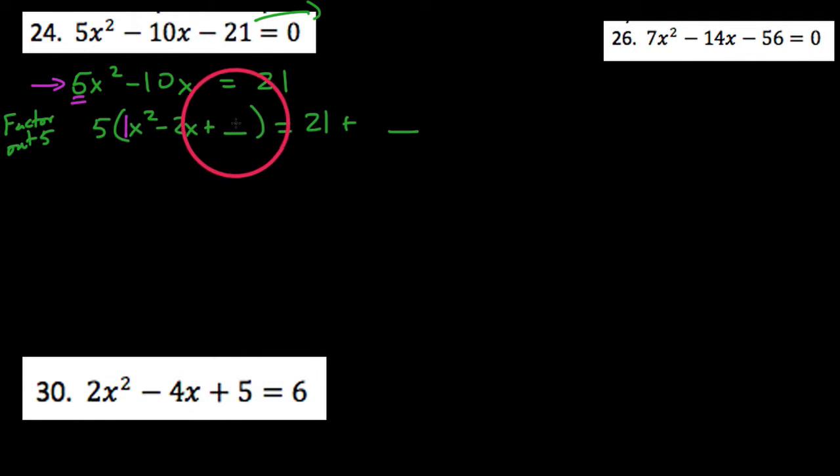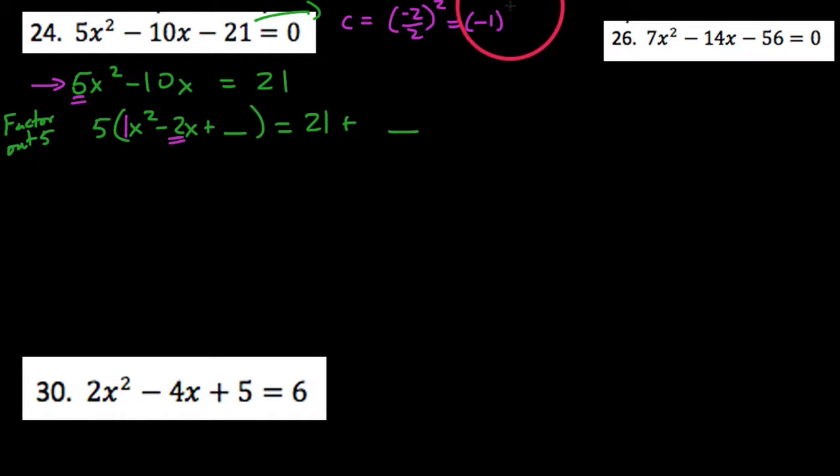So in terms of what I want to put in here, since my b value is negative 2, we'd say, well, then my c value that I want is half of negative 2 squared, which really is a negative 1 squared, which is 1. So we'll put a 1 here. Now the thing is, what you add to the left side, we have to add to the right side. You guys, you got to do this.